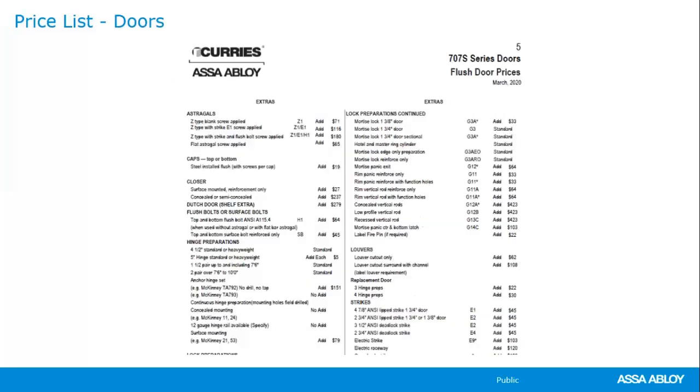Then we have a continuation of some additional hardware preps. Again, we try to put in the most common hardware preps that you will use day in and day out. We look at astragals, top caps, and your hinge preps there. You also go to the next side of this page 5 and you get into your various types of lock preps and louvers. Again, these are going to be some of your more common adders that we have.